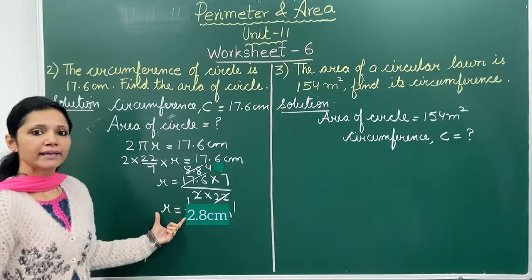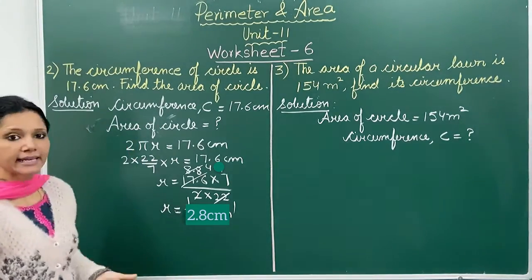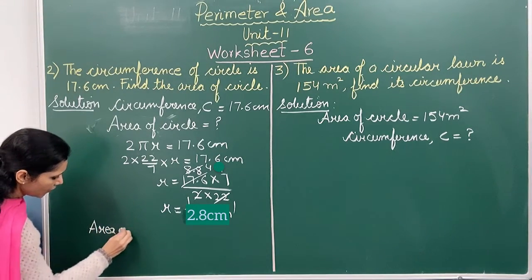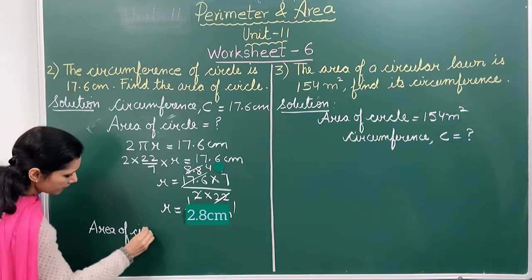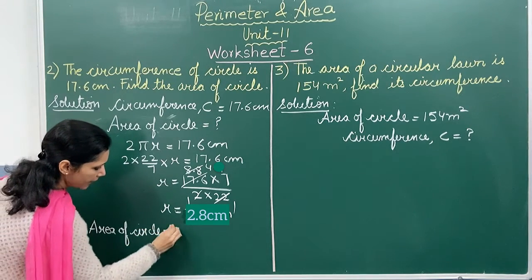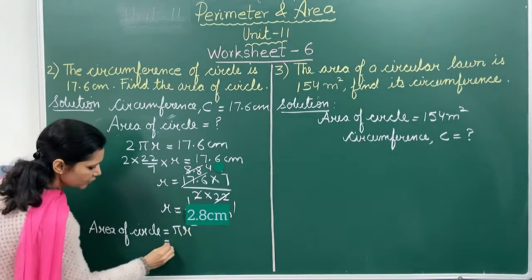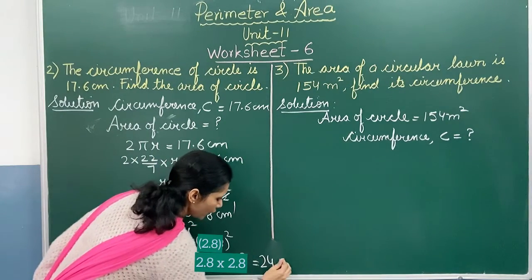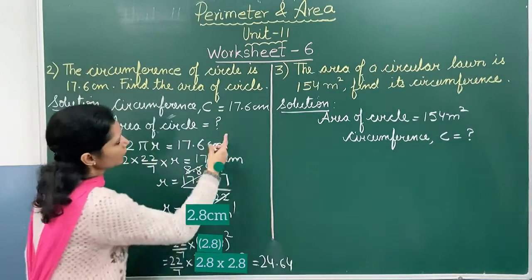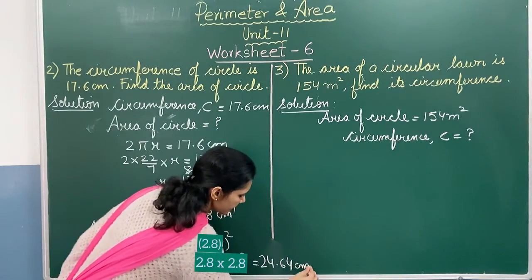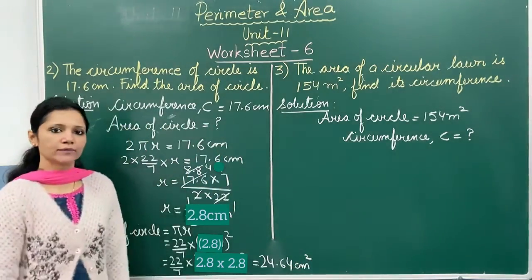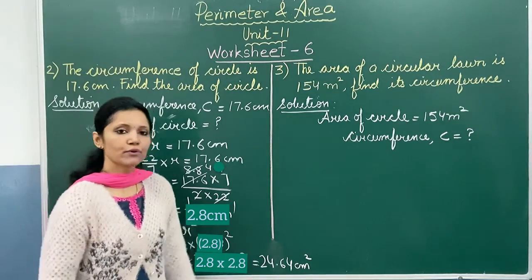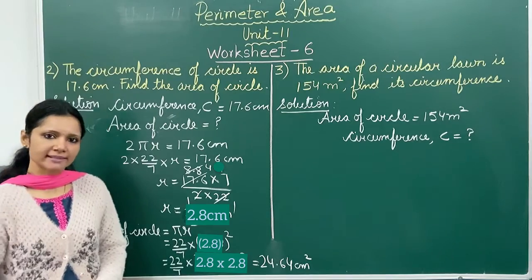Now that we know the value of the radius of the circle, we can easily calculate the area. So area of circle is equal to pi r square. Let's put in the value. So this comes out to be 24.64 square centimeters as the area of the circle. So at the last we'll say, hence the area of the circle is 24.64 square centimeters.